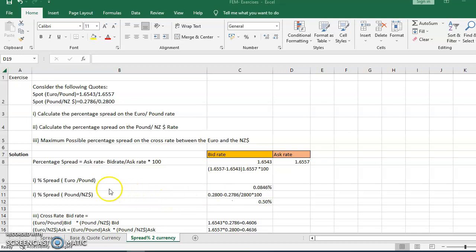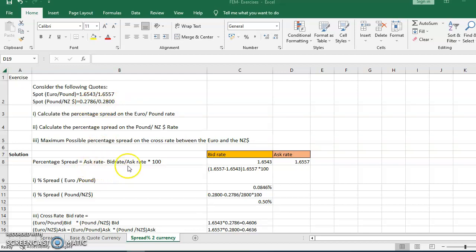Perfect. So let's move to the second part. They've also asked you to calculate the percentage spread on the pound over New Zealand dollar rate. Same way we will calculate the percentage spread between these two currencies. Now here the ask rate is 0.2800 and the bid rate is 0.2786.